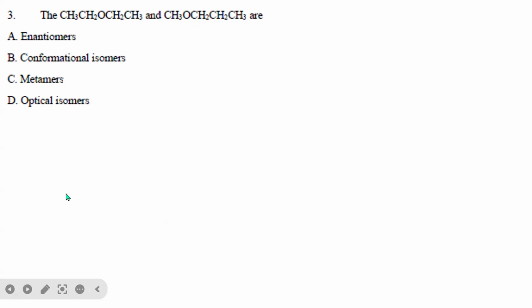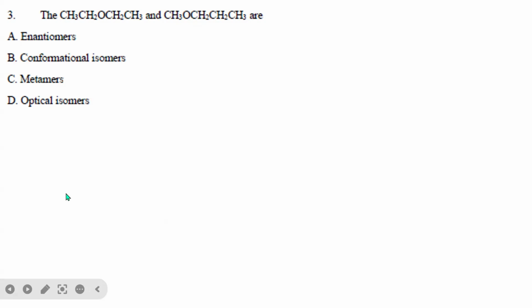And of course, they are like optical isomers because in fact they are types of the optical isomers that have a central atom that has four different groups attached to it.